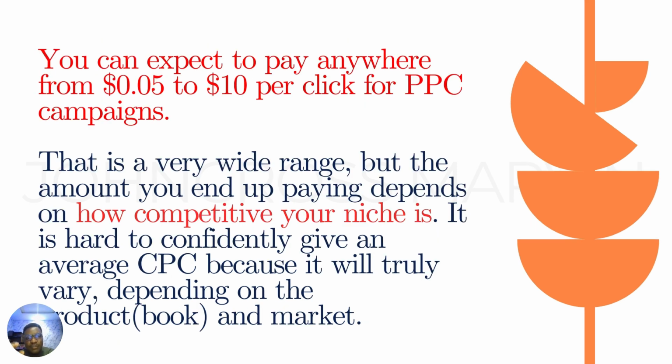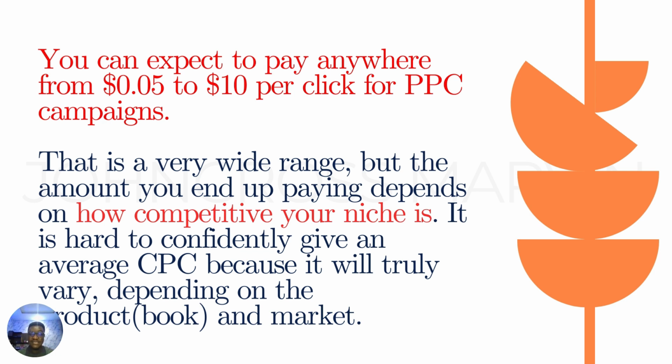So you can expect to pay anywhere from 0.05 cents to $10 per click for a pay per click campaign. You can pay as high as $10 per click. Imagine that. Imagine if other competitors are paying $5, other competitors are paying $2, and you are bidding $10 for an ad placement.